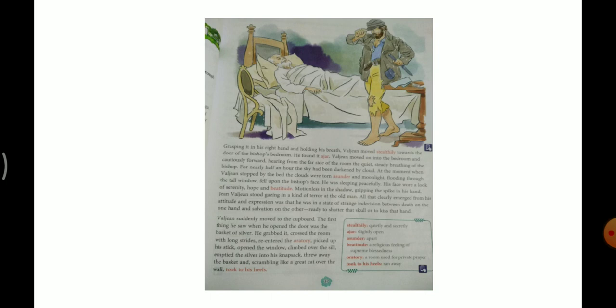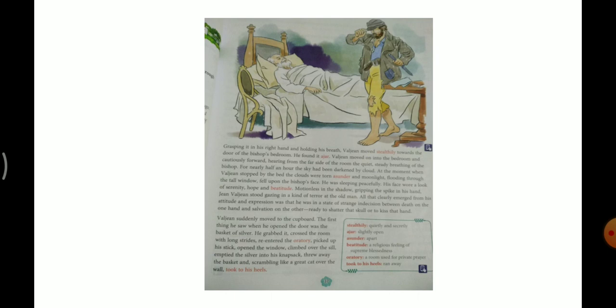Then motionless in the shadow, gripping the spike in his hand, Jean Valjean stood gazing in a kind of terror at the old man. All that clearly emerged from his attitude and expression was that he was in a state of strange indecision between death on one hand and salvation on the other, ready to shatter that skull or to kiss that hand.